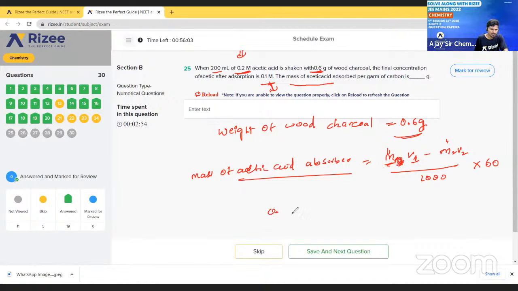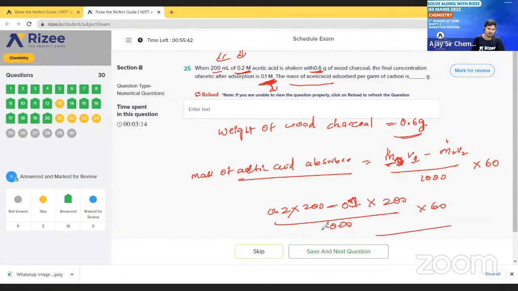See here, just put the values. M1 is 0.2 into the volume, which is not changing, 200, minus M2, 0.1, into V2, also not changing, by 1000 into 60. What will we get? Let me calculate: 0.2 into 200 minus 0.1 into 200, by 1000 into 60. So finally we will get 1.2 grams.